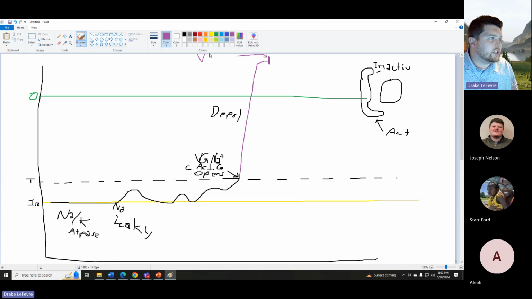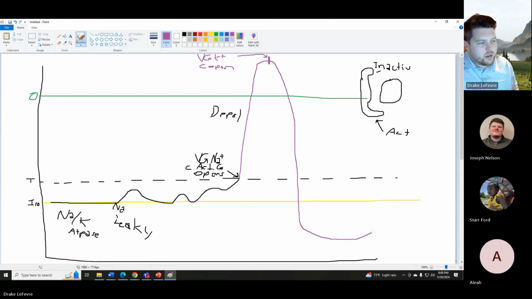So we said the voltage gated potassium channels open at this point. And once our voltage gated potassium channels are open, potassium starts to rush out of the cell. And what happens then? We get repolarization with hyperpolarization before it finally goes back up to resting membrane potential.